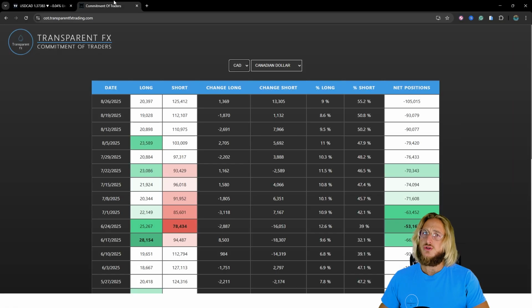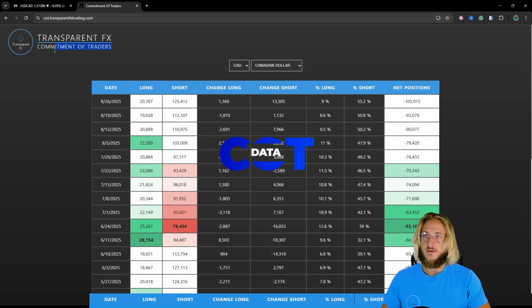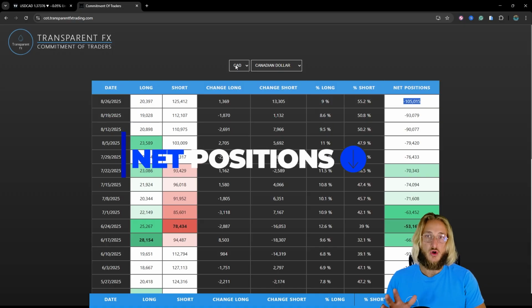Now, if we go and see what we have when it comes to the commitment of traders, so what the big players in the market are doing, we can see how we went from minus 70K down to minus 105K net positions on the CAD.